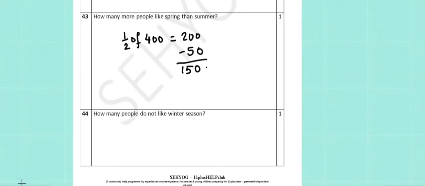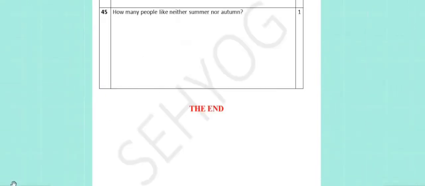Now, in the next question, we want to find how many people do not like winter. Now, we already know that 100 people like the winter season. So, 400 minus 100 will give us 300 people who do not like winter.